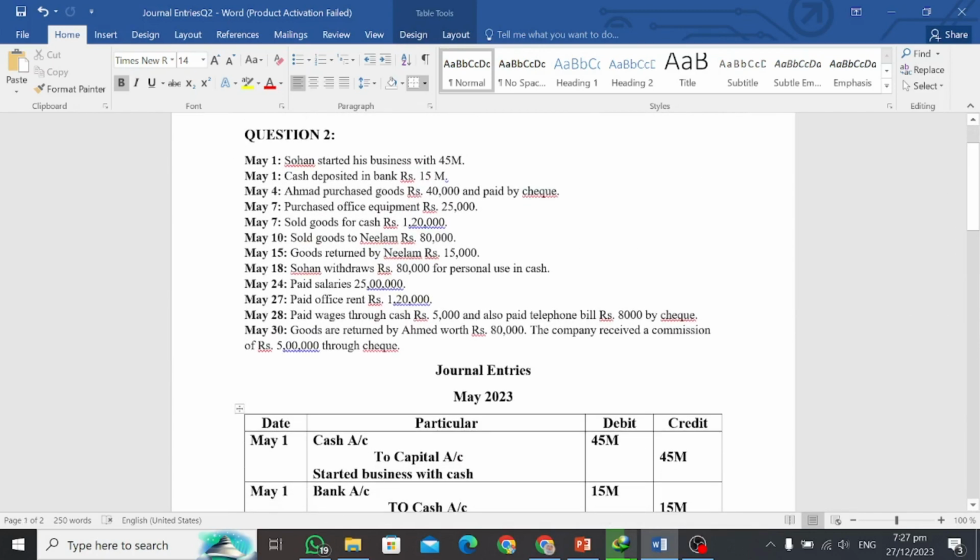Now we have three transactions left. May 27 paid office rent rupees 1,20,000. Office rent is also an expense, so it will be debited. It is paid in the form of cash, so we have cash account which will be credited.